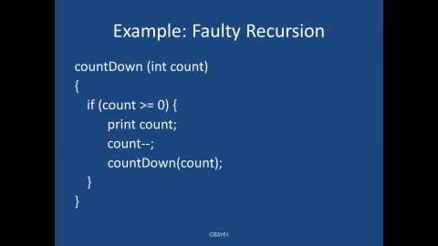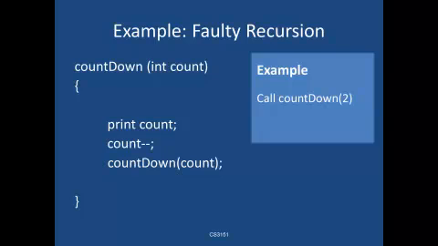Let's look at the role of the if statement in the method countdown, for instance. Assume we do not check whether count is greater than or equal to 0. What will happen if we call countdown 2? As before, the values 2, 1, 0 are printed. The call countdown 0 will make a call to countdown minus 1. Note that the recursion does not stop at this point. Countdown minus 1 will print minus 1, and countdown minus 2 will in turn print minus 2, and so on. This process will never terminate.